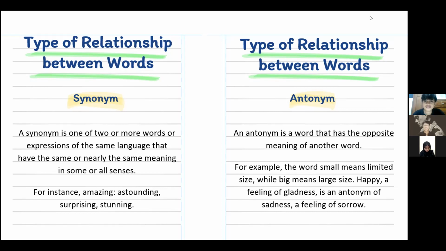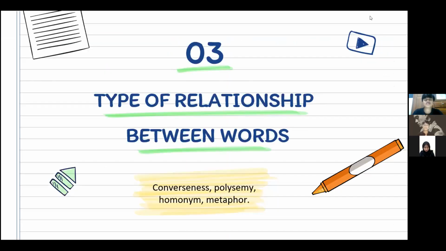So the next type of relationship between words will be delivered by Najmi. Najmi, the time is yours. Okay, thank you, Ardeka. So here I'll continue the explanation.